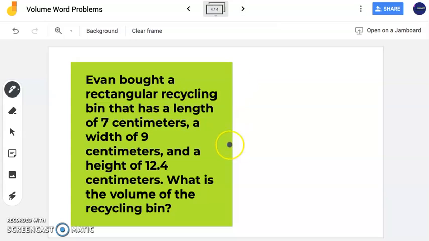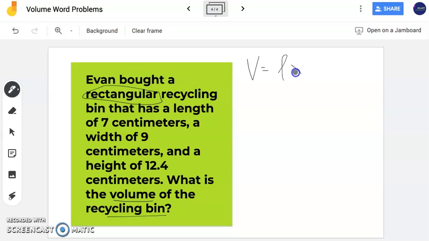Now my next problem says Evan bought a rectangular recycling bin that has a length of 7 centimeters, a width of 9 centimeters, and a height of 12 4/10 centimeters. What is the volume of the recycling bin? So in this problem, it does include volume, it does include recycling bin, and I notice here my recycling bin is rectangular, which is forming a rectangular prism. That's telling me to find the volume. I have a rectangular prism.